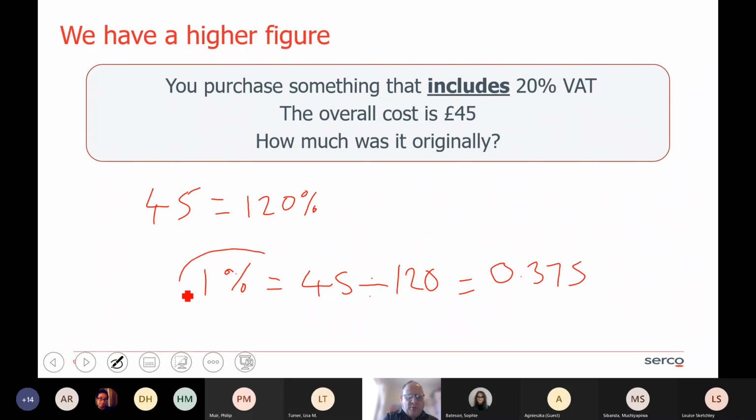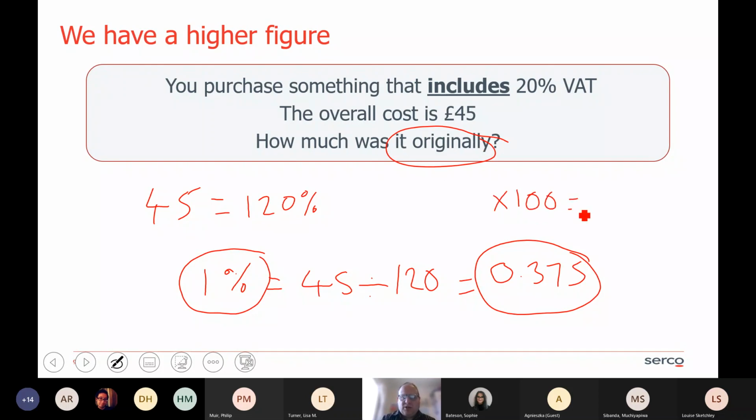So we now know that 1% of our price is 0.375. The question was how much was the t-shirt originally before the VAT? Well, originally, obviously, the cost was 100%. So if 1% is 0.375, to get 100%, all we need to do is times that by 100, which will give us 37.5. It's not percent, sorry. Just erase it. There we go. So we know that our original price was £37.50.